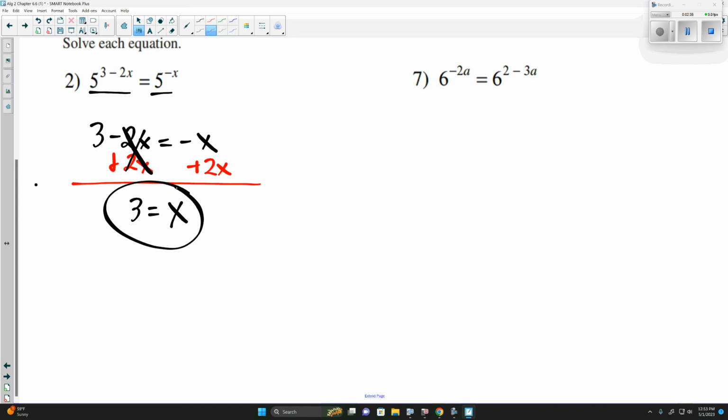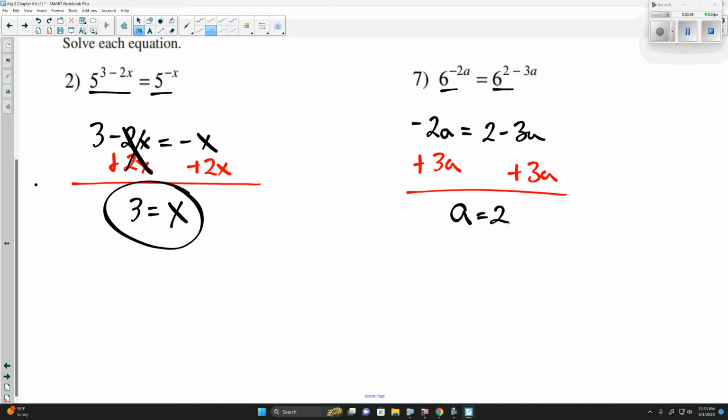And one other thing is that we can only have one base on either side. So here we have 6, and we only have one on either side of the equal sign. So the bases are the same. So it's telling us that negative 2a has to equal 2 minus 3a. So we'd add 3a to both sides, and if we add 3a to both sides, we get a is equal to 2.